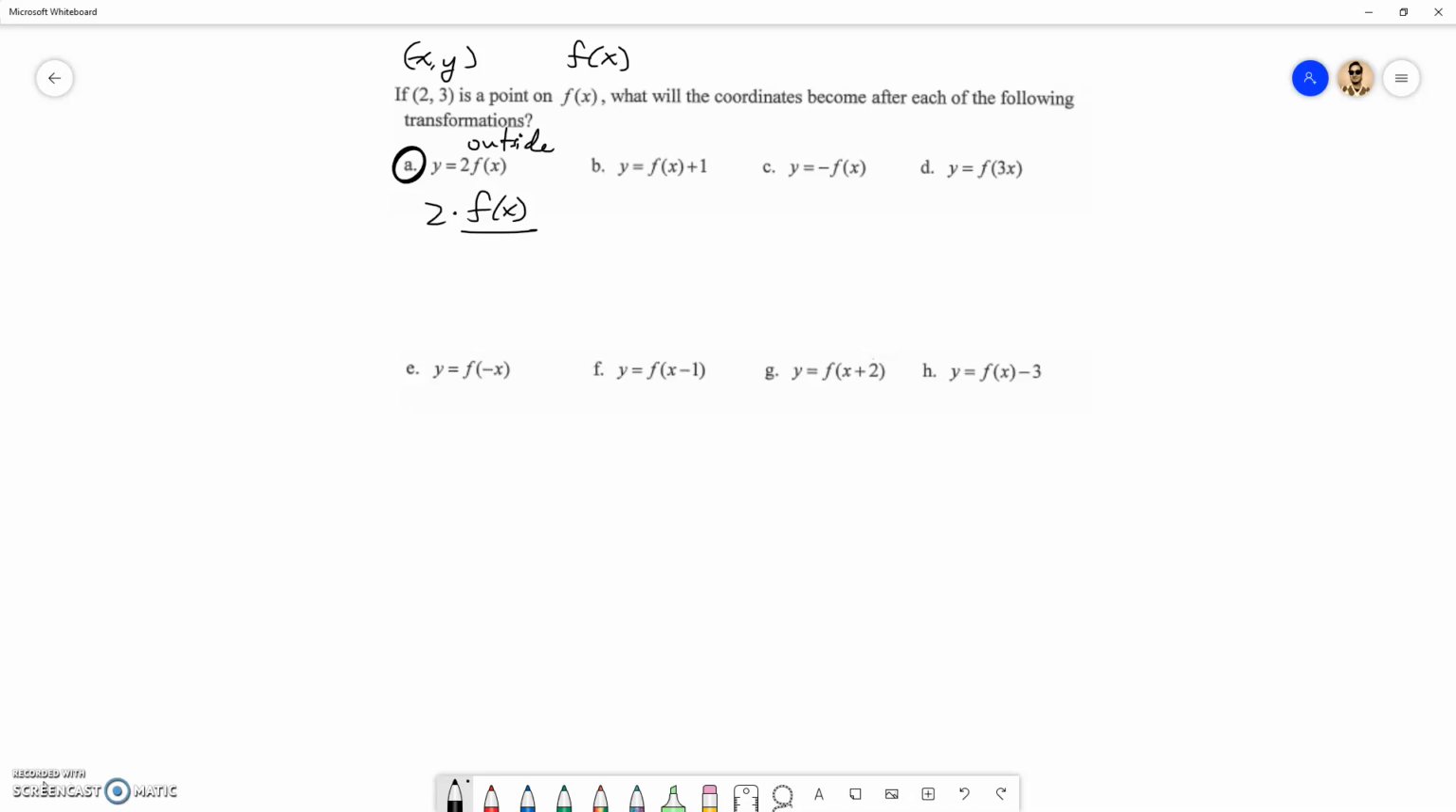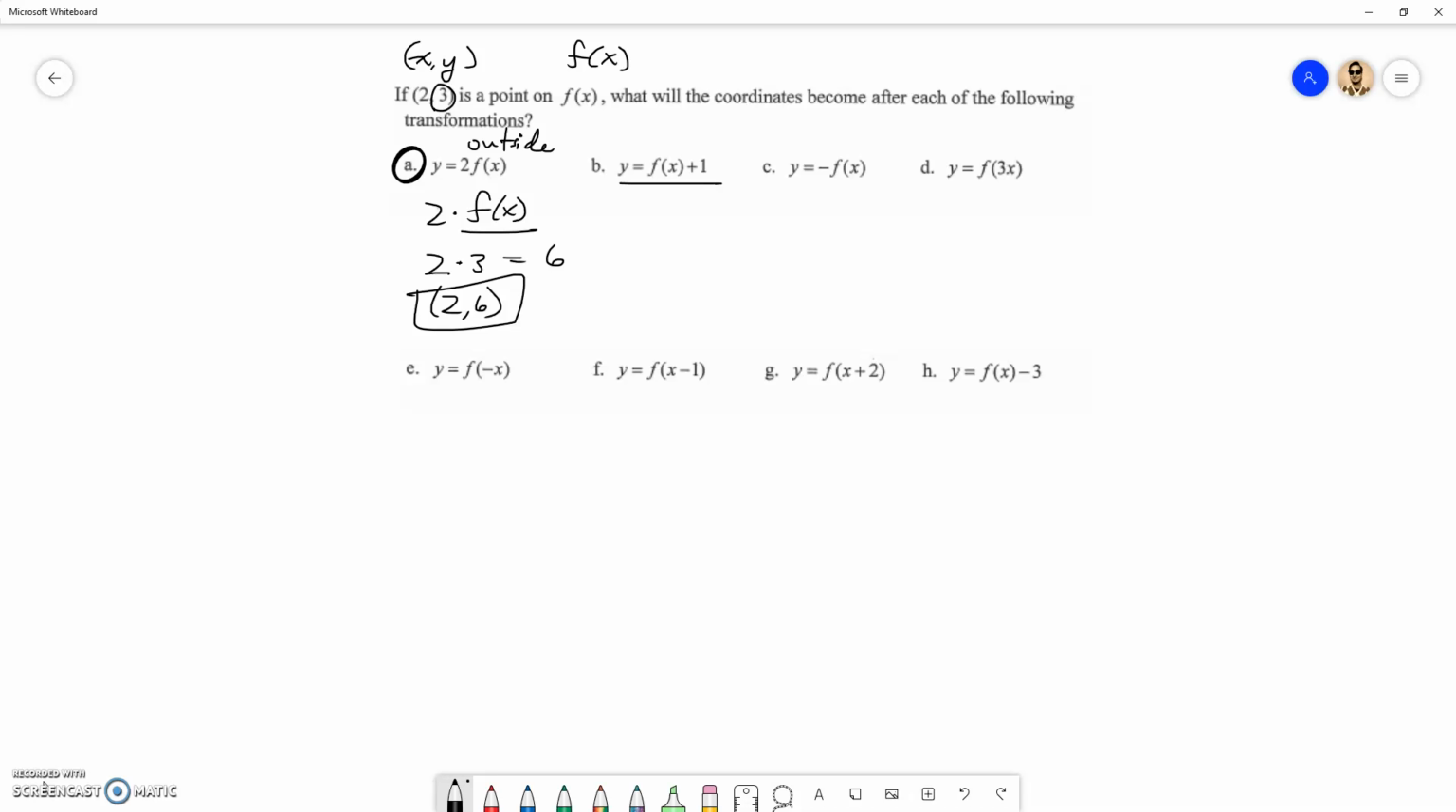So if we look at this, 2 times f(x), well, f(x), or the function value, is our y values. So we're going to take our y value of 3 and multiply it times 2. So I should get 6. So my new point after the transformation, as we would in part A, would be (2, 6).